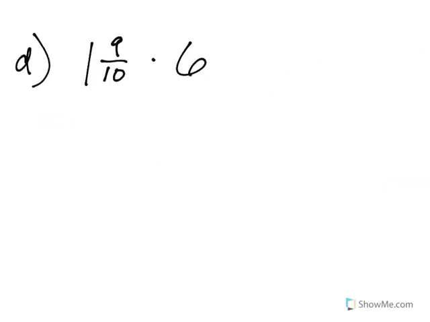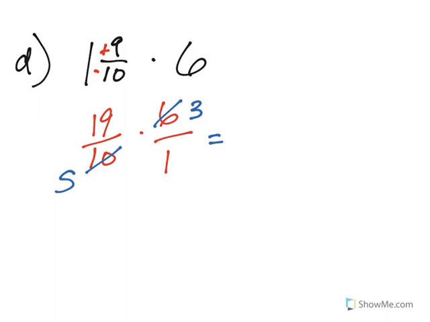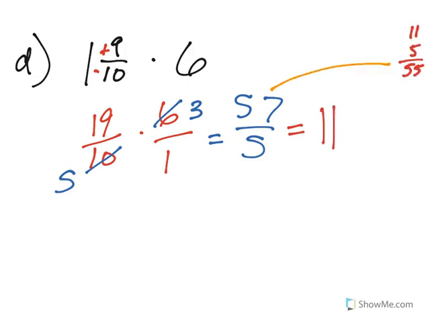And last one, just for fun, 1 9/10 times 6. So 1 times 10 is 10 plus 9 gives me 19/10 times 6 over 1. I can reduce by 2, and I end up with 57 over 5. How many times does 5 go into 57? That answer is 11. 11 times 5 gives me 55. Compared to 57, I have 2 left over. So my answer is 11 2/5.